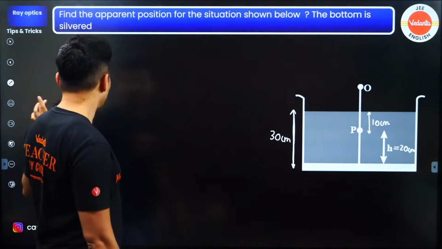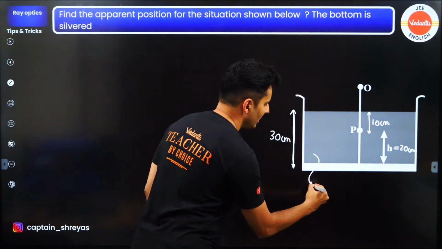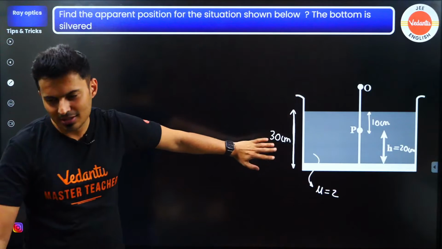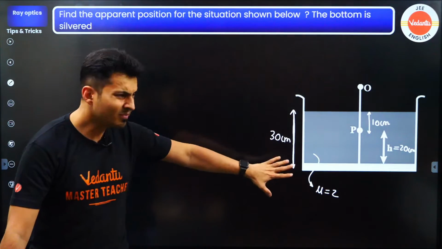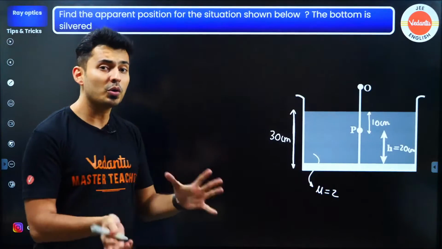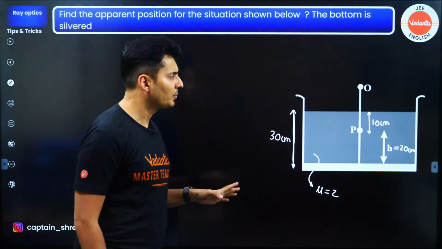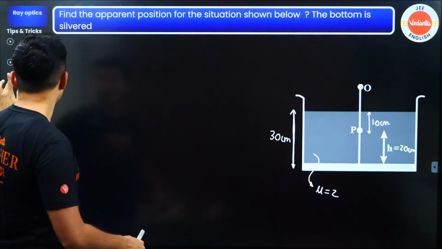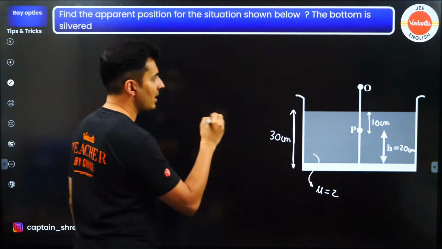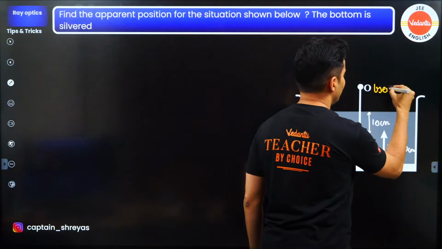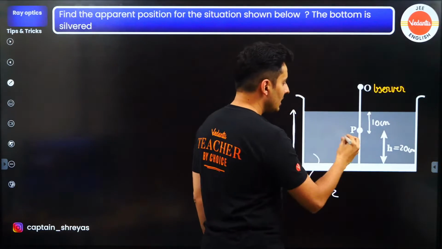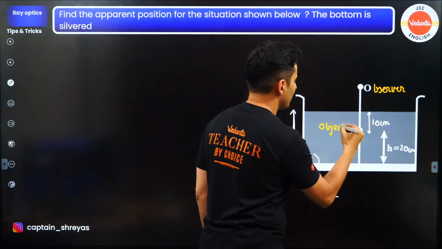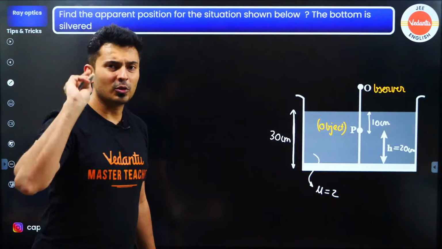Here is what I'm going to do. Let's assume that the refractive index of the material is, let's say, 2. Mu is equal to 2. Doesn't matter, it's just to keep the calculation simple, because I want you to focus on the concept, not on the calculations for this question. Now, O is the observer, P is the object being seen. So O is basically the observer, and P is that point which is seen. This is our object.